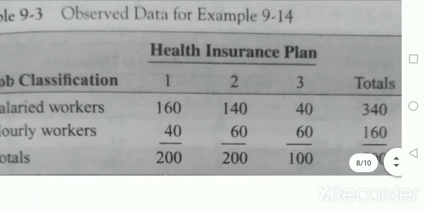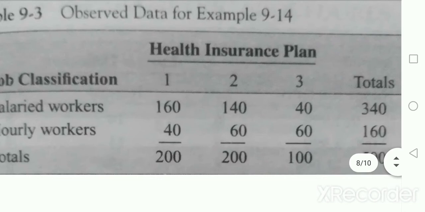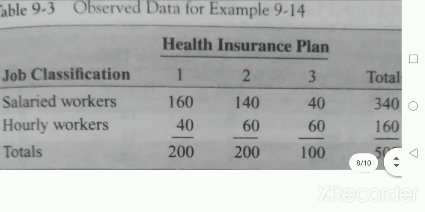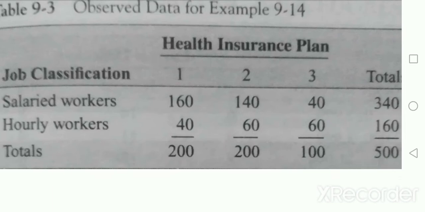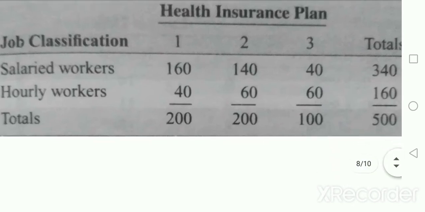so there are three health insurance plans, and two types of job classification: salaried workers and hourly workers. The values 160, 140, 40, 40, 60, 60 are all that is given in the problem. We need to find the row totals, column totals, and the grand total. Okay, now we move to the solution.